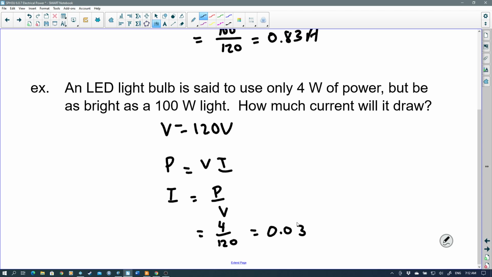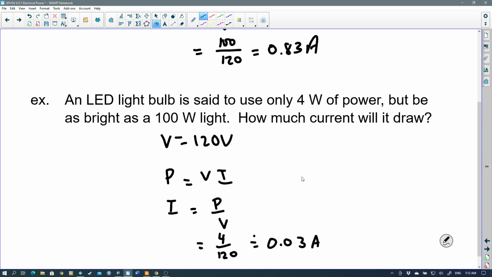That's actually a repeating decimal, but I'm just going to round it off to 0.03. So you can see that there's a lot less amperage being used in an LED light bulb than in a 100 watt regular filament light bulb.